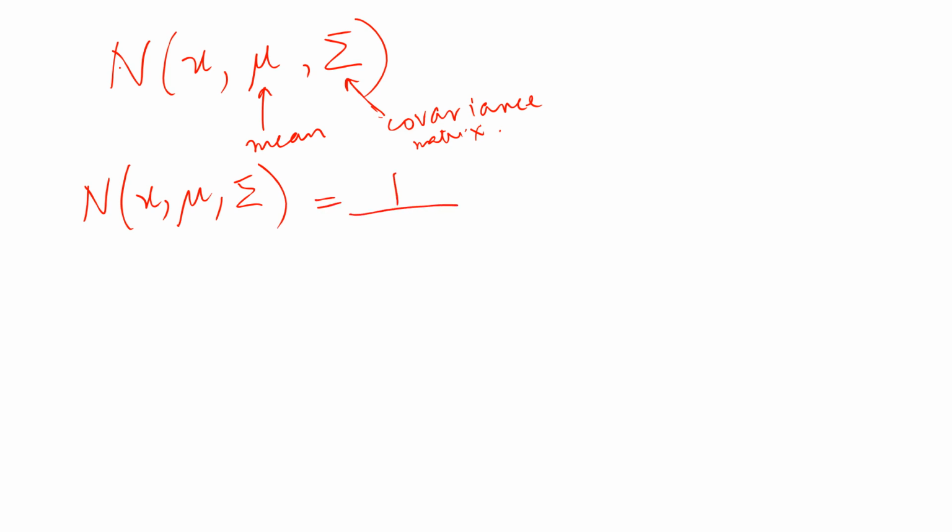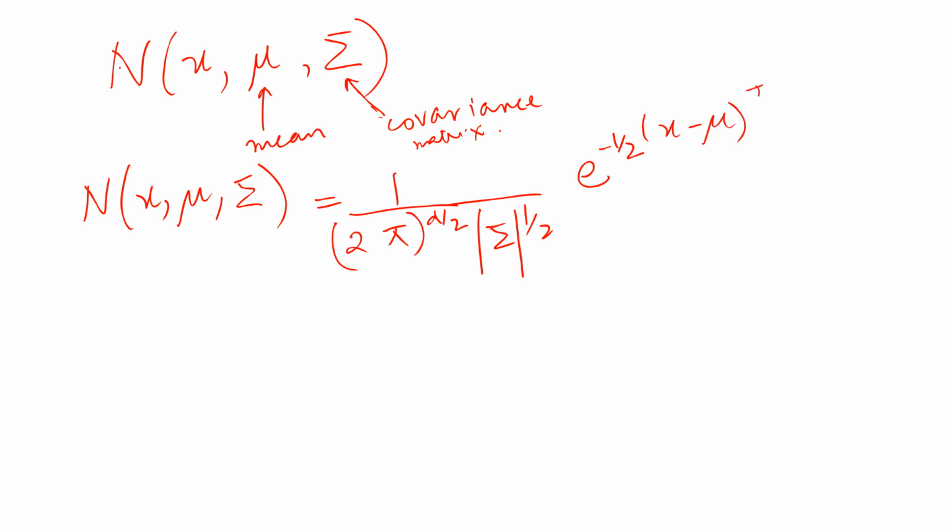...is 1 over, and this is, by the way, explained very well in the book, so you can refer to that. I'm just listing the properties. The covariance square root times e to the minus half (x minus mu) transpose sigma inverse (x minus mu), where mu is the mean. So this is how this is computed.